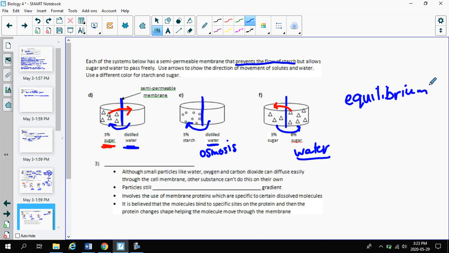So we've gone through two of our passive transports. I told you this was going to be a long lesson. On to our next passive transport, called facilitated diffusion.